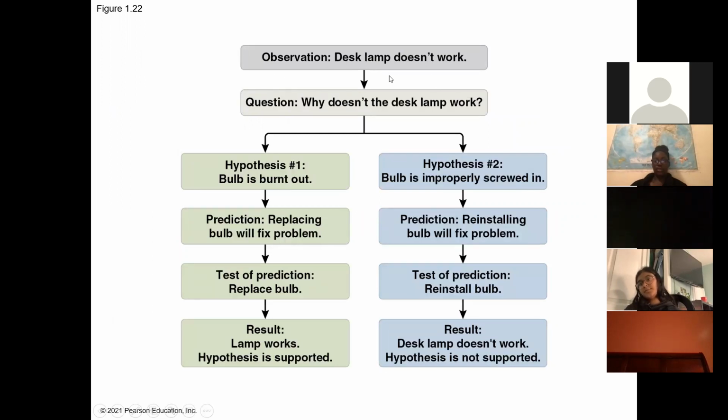So you see: observation, desk lamp doesn't work, right? Question, why doesn't the desk lamp work? Hypothesis number one, the bulb is burnt out. Hypothesis number two, the bulb is improperly screwed in. Prediction, replacing the bulb will fix the problem. Prediction, reinstalling the bulb will fix the problem. Test of prediction, replace the bulb, test, reinstall. Result, lamp works: hypothesis supported. Result, desk lamp doesn't work: hypothesis is not supported.